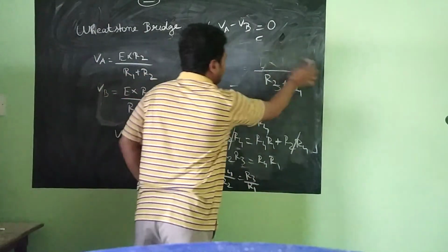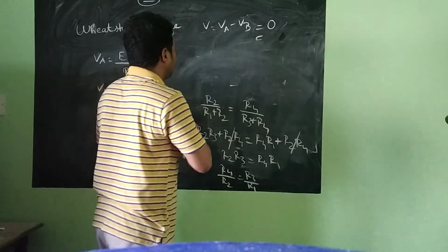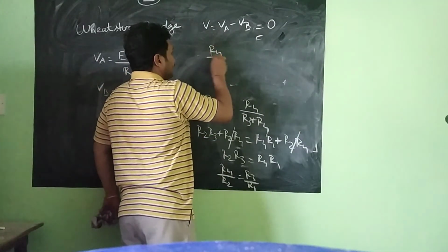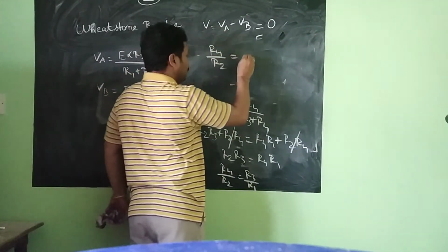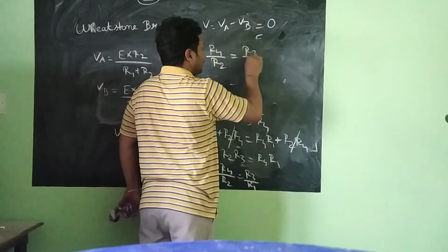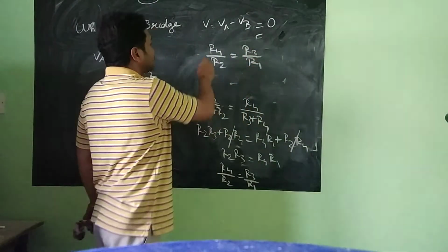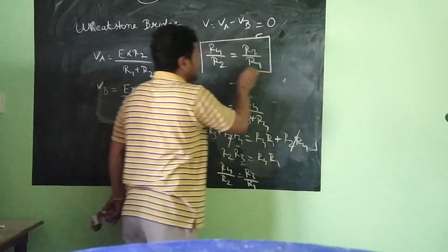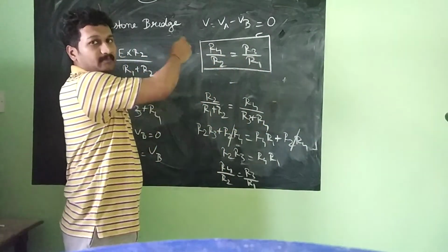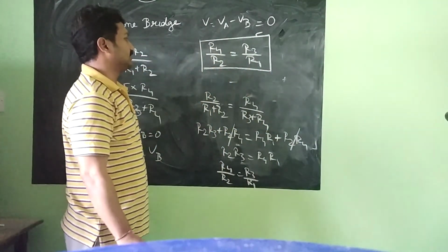Again I write that separately. You get R4 by R2 equal to R3 by R1. So this is the equation for a Wheatstone bridge, the equation of a balanced condition of a Wheatstone bridge.